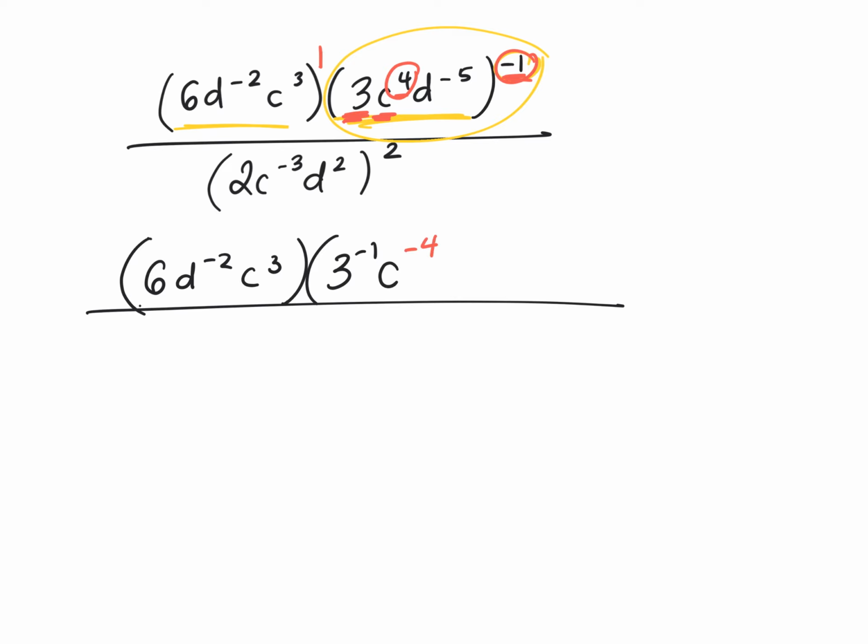Good, negative 4. And then it's d to the power of 5. Perfect, because it's d to the power of negative 5 to the power of negative 1. We multiply, negative, negative becomes positive. Yep. Okay, so let's do that.